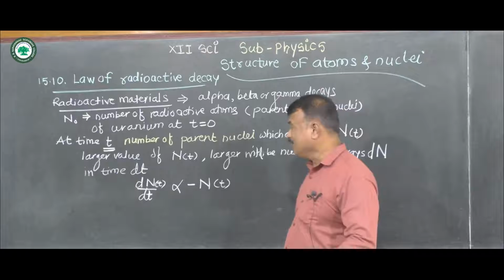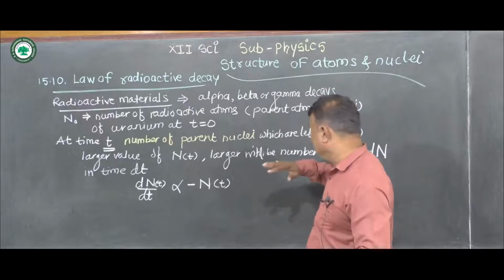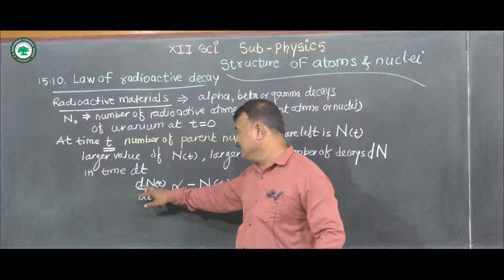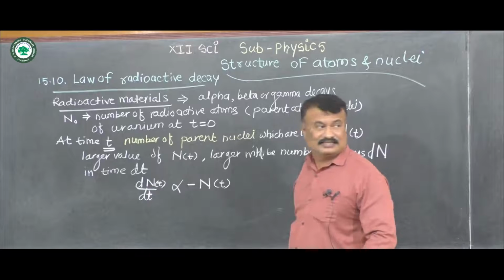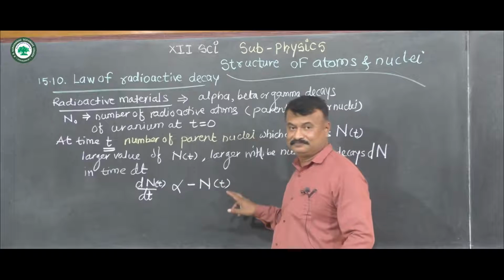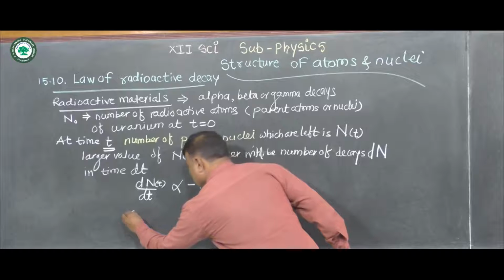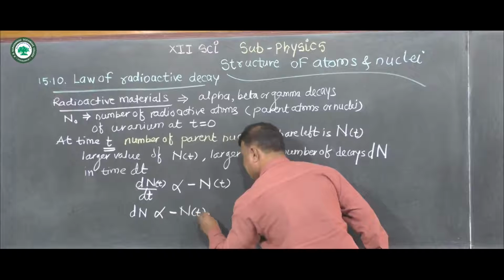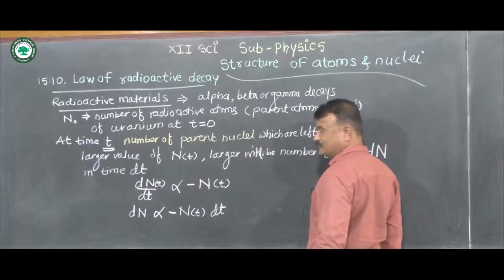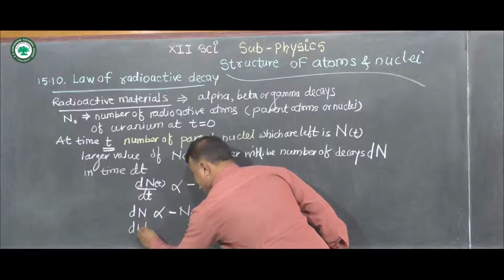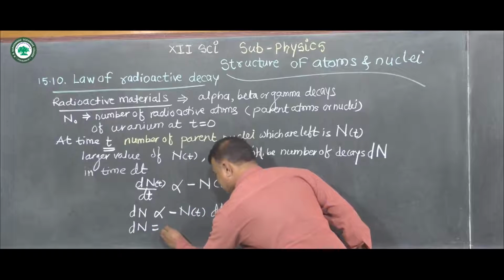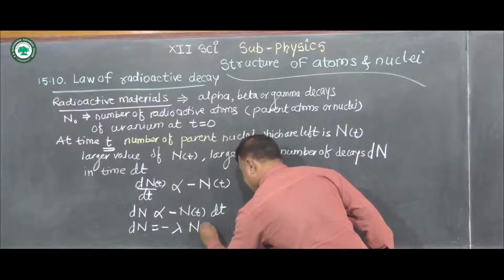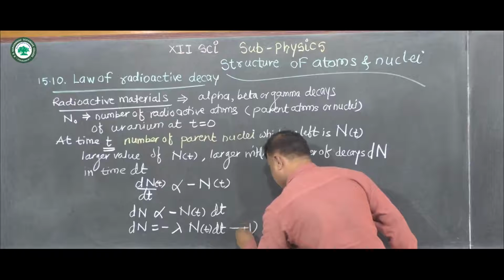According to this, for larger value of Nt, larger will be the number of decays dN in given time dt, and that's why we write dN by dt is directly proportional to minus Nt, or dN is proportional to minus Nt into dt, or dN is equal to minus a constant, say lambda, Nt into dt. This is equation 1.